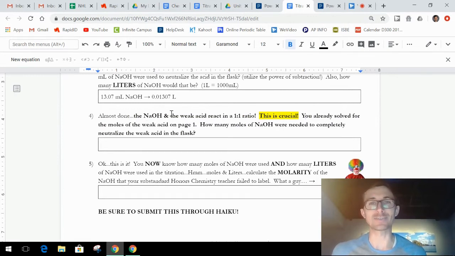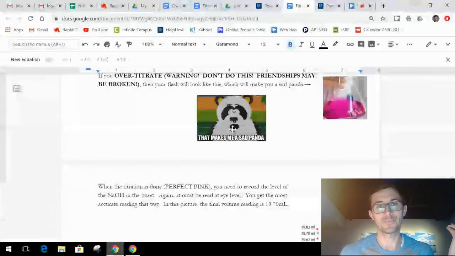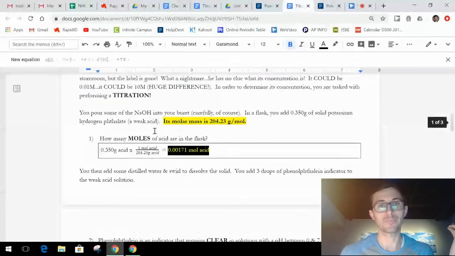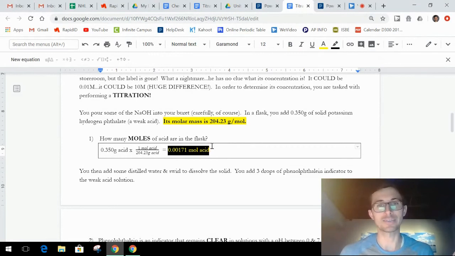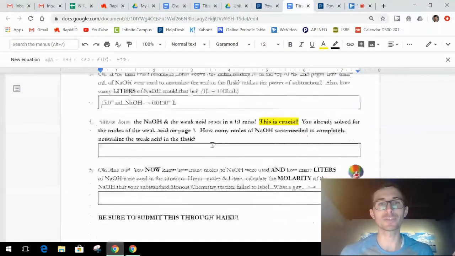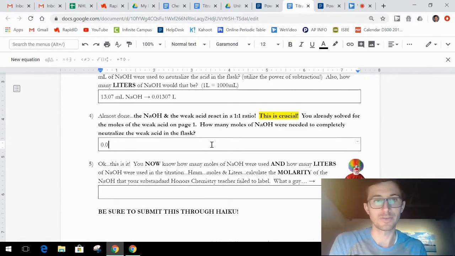The base and the acid react in a 1-to-1 ratio. That's like your marshmallow to s'more ratio, 1 marshmallow per s'more. So we already know how many moles of acid were in the flask, right up here. That's why it's in black and yellow. That many moles of acid reacted. So if I know that many moles of acid reacted, that many moles of base also reacted. It has to be the same because it's your 1-to-1 ratio.